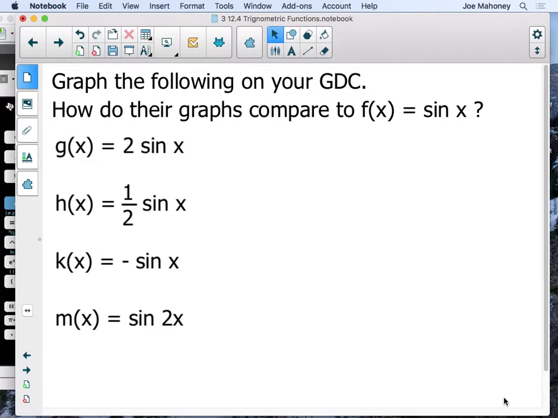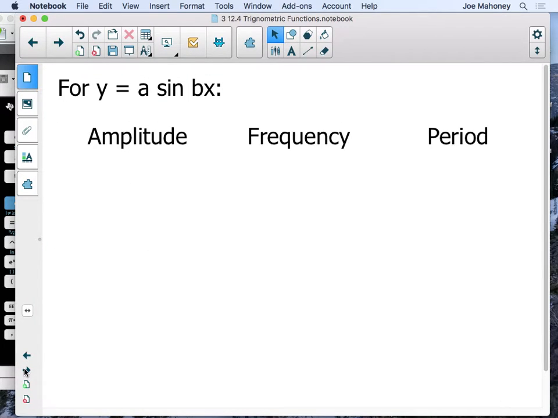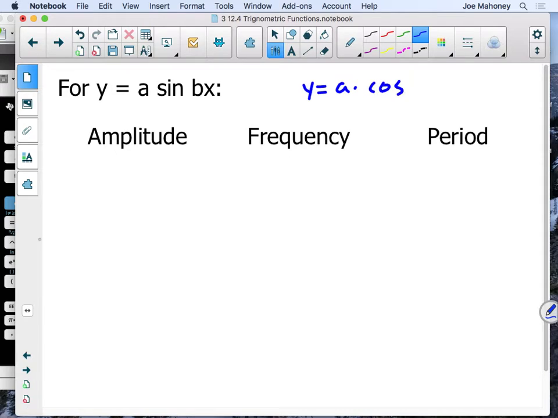So let's define some of those terms for us. When we have a graph like y equals a times sine bx, or y equals a times cosine bx, it doesn't really matter if we do sine or cosine, the same rules are going to apply. The amplitude of the graph is its height.